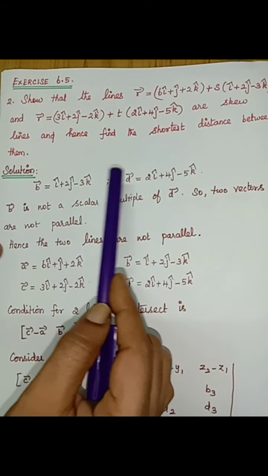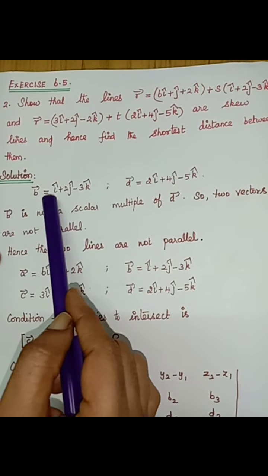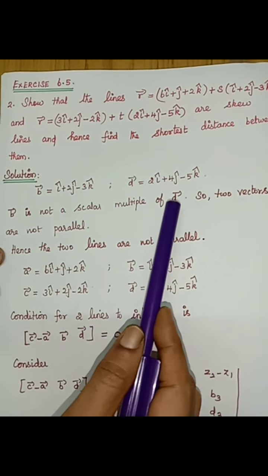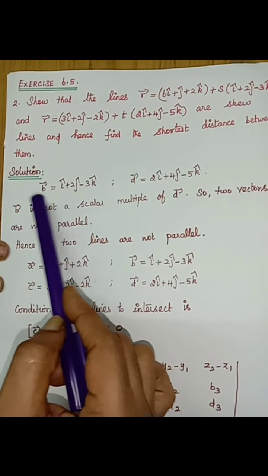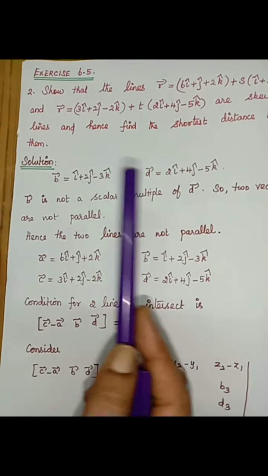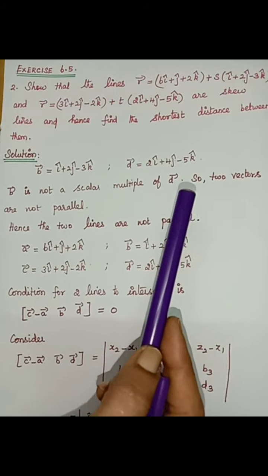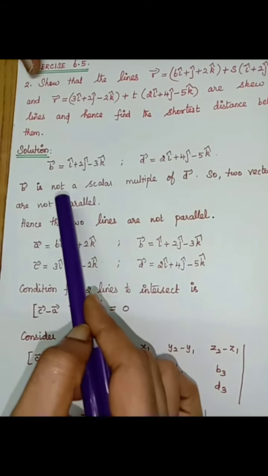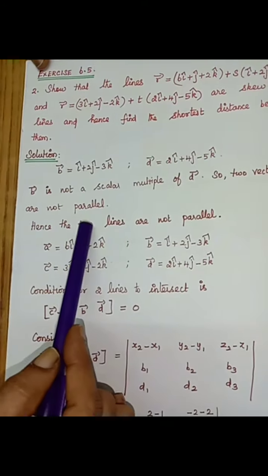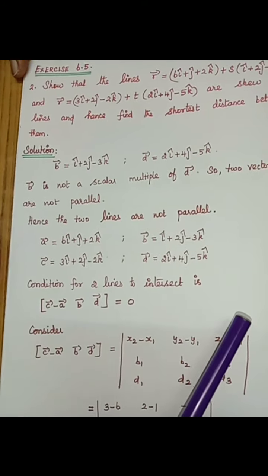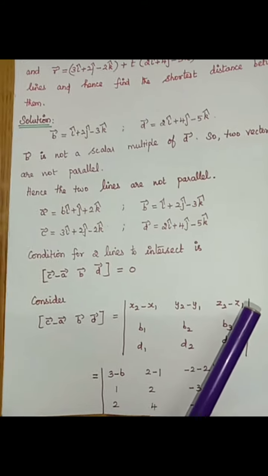You see b vector and d vector. Consider b vector, it is not a scalar multiple of d vector. We can't write one vector as a scalar multiple of the other vector. So the two vectors are not parallel. If the two vectors are not parallel, the given lines are not parallel. So here we have proved they are not parallel lines.